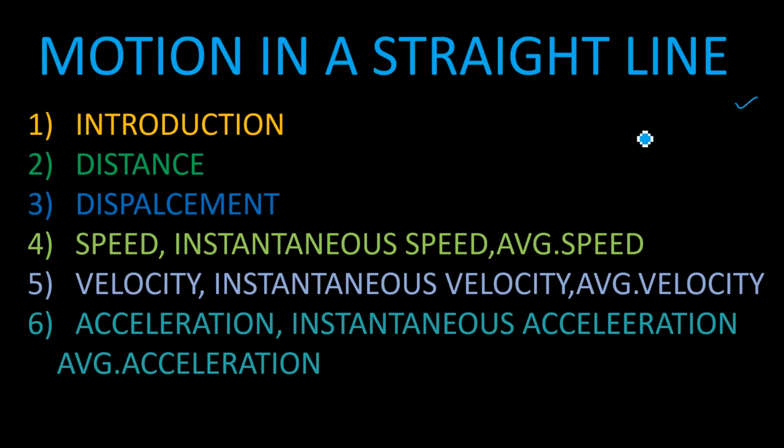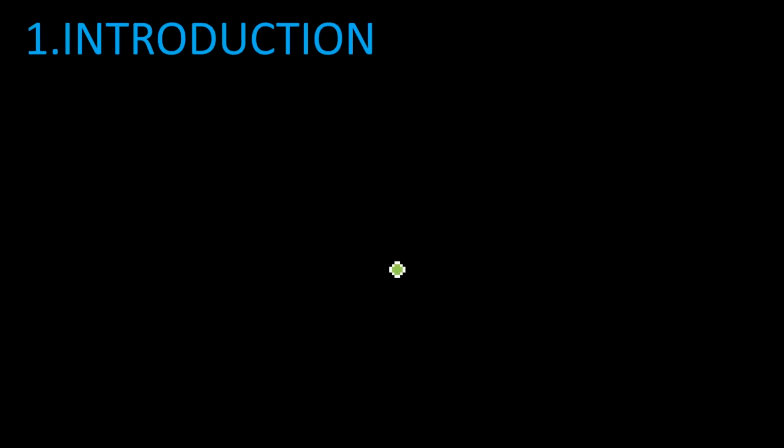Motion in a straight line. Today we are going to discuss motion in a straight line. That is, what points we need to discuss inside: introduction, distance, displacement, speed, instantaneous speed, average speed, velocity, instantaneous velocity and average velocity, acceleration, instantaneous acceleration, and average acceleration. These are the points.